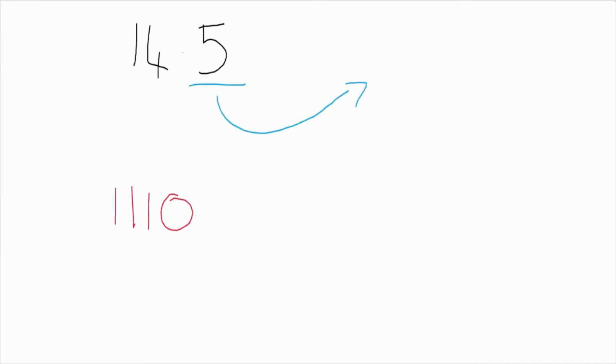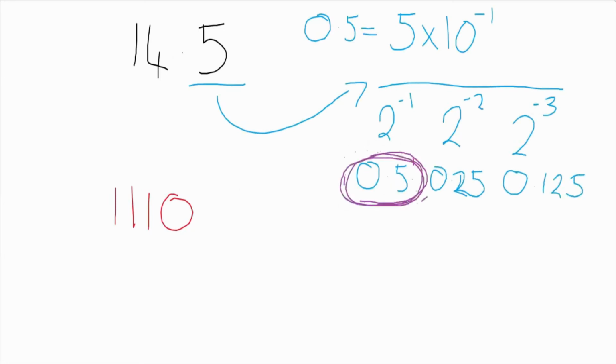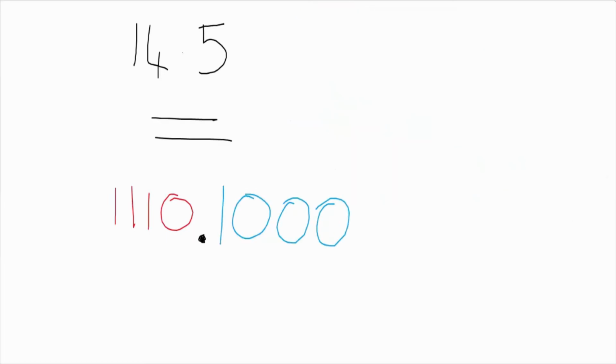Now for an example of decimal to binary. In 14.5, we would convert the 14 to 1110. The 0.5 is converted in a similar way to the 14, except we're using negative integers for the exponent this time. 0.5 would go to 1000.